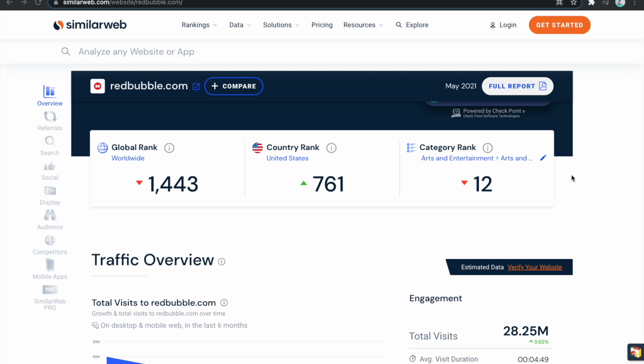The global ranking, which means how high up this website is ranked worldwide, is 1,443, which is amazing. However, with this marker here, you can basically understand that Redbubble has been dropping in their ranking.